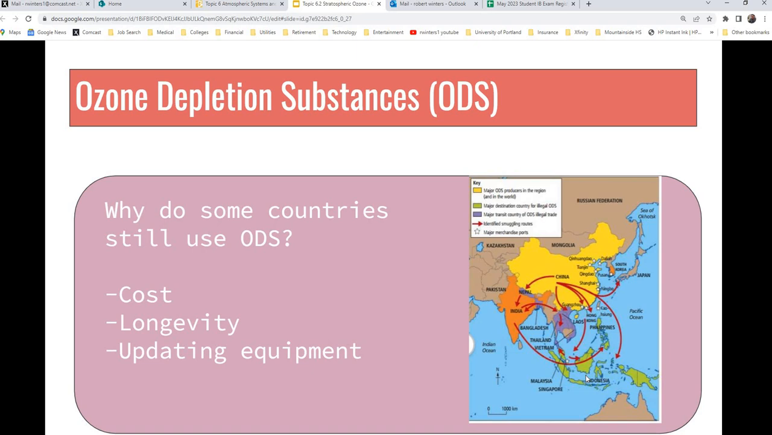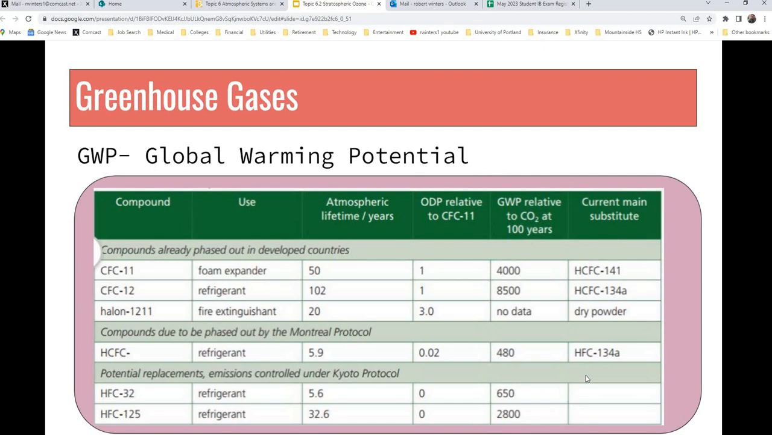It's very expensive to switch over with new technology to get rid of aerosols. There are a lot of products still in existence there, so they have longevity. It's expensive to update equipment. It's hard to make the transition, and it really takes an investment. And a lot of these countries just don't have the money to do that.